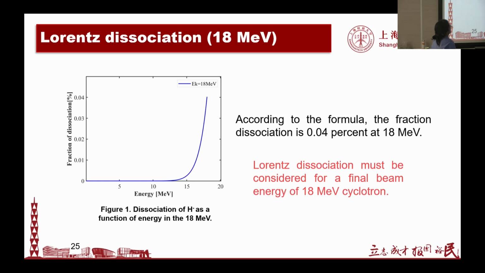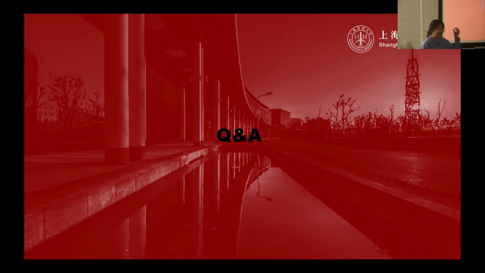But for 18 MeV, according to the formula, we can see that the fraction of dissociation is 0.04% at 18 MeV. So from this result, I think we need to calculate the Lorentz dissociation for the 18 MeV cyclotron. Okay, that's all. Questions and answers. Thank you.